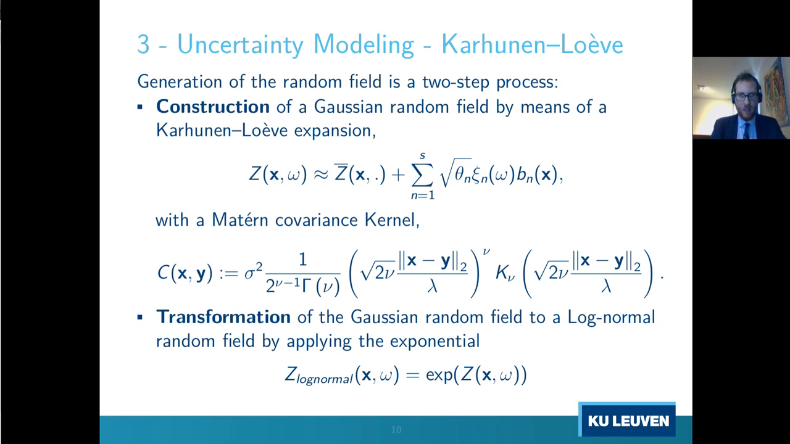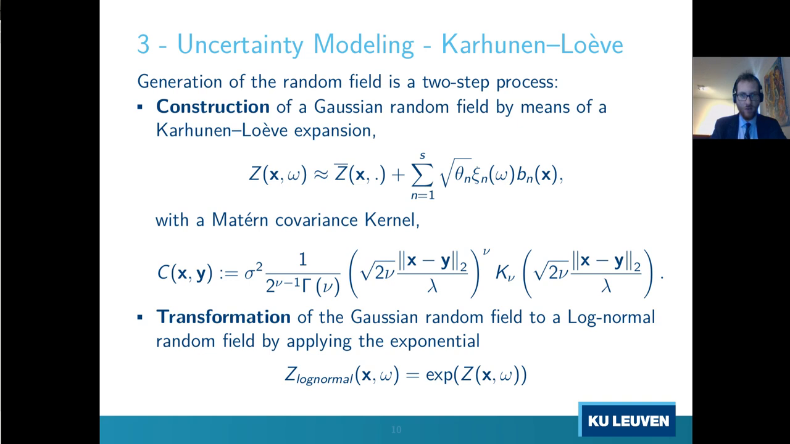So Z(x, omega), so in certain points x, omega is the randomness, equals Z bar, the mean of the field, plus a summation term which encompasses eigenvalues, eigenvectors, and standard normally distributed random variables. The eigenvalues and eigenvectors can be obtained by solving a Fredholm integral equation given a covariance kernel. In our case, we will use a Matérn covariance kernel. That's everything I will say about this. This can be found in the literature if you're interested in more details, or you can contact me and I will be happy to give more explanations.